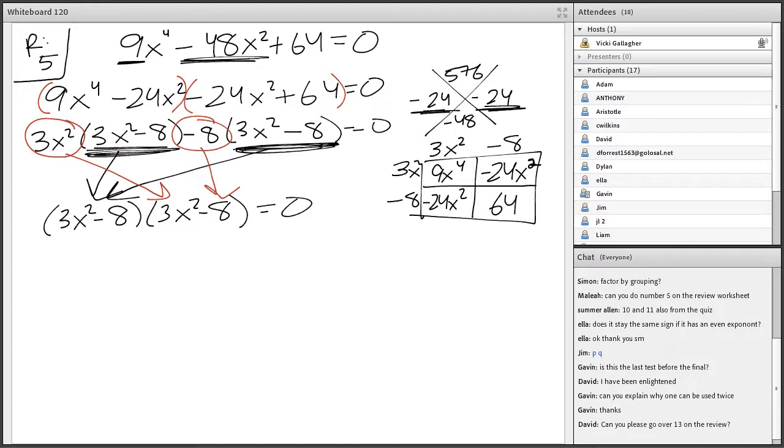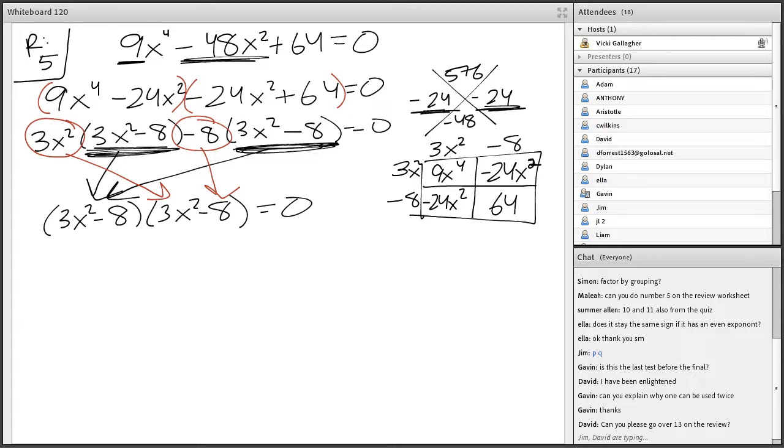Just on the off chance we don't get to number 13 on the review, I will tell you that negative 1 works as an answer. It has a multiplicity of 2. You should do synthetic division with negative 1 twice for number 13. If we have time, I will definitely do that problem, but if you need something to help you get started, you can start with that.